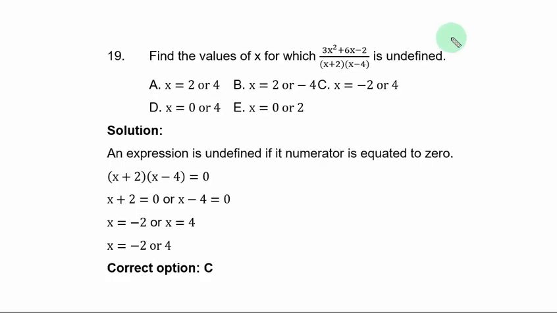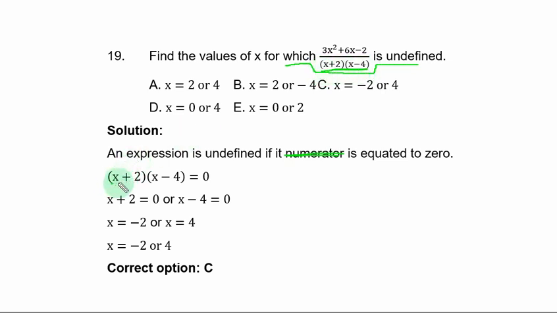Question 19. Find the values of S for which this expression is undefined. Solution. An expression is undefined if its denominator, not numerator, denominator is equated to 0. So this denominator, you equate it to 0.